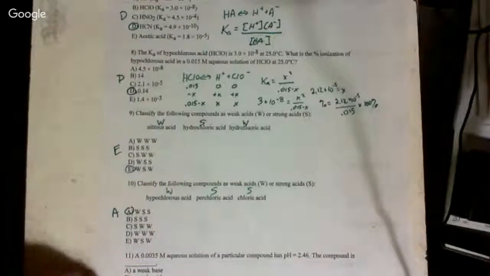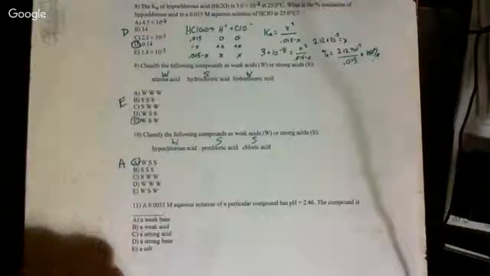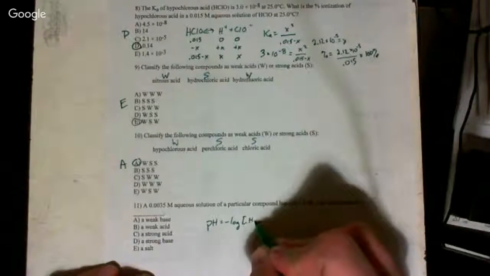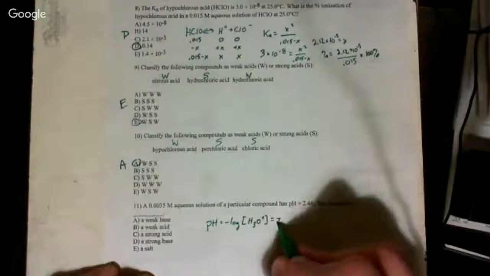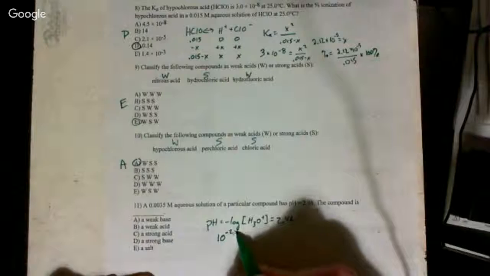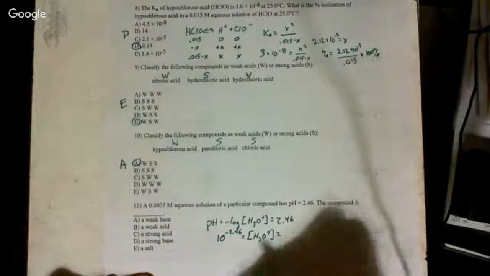All right, continuing on. Number 11. If I get a problem that looks like this, I'm getting a molarity and I've got a pH. We just have to remember that pH is the negative log of the concentration of my hydronium ion. And so we can then say, okay, if that's 2.46, the way that you work this is you remember that logarithms are basically just exponents. So I'm saying that the negative of the exponent, so 10 to the negative 2.46, is going to give me the concentration of H3O plus.